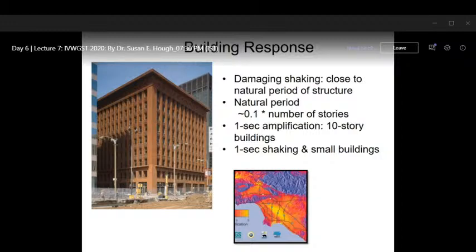This map that I'm showing you is the amplification that will be most damaging to 10-story buildings. If you think about a small building that's sitting there and you shake it back and forth at 1 second, it's not so effective because you're not putting a lot of energy into the structure in a way that it will even respond to.